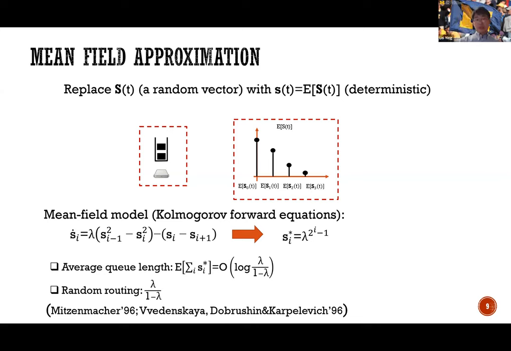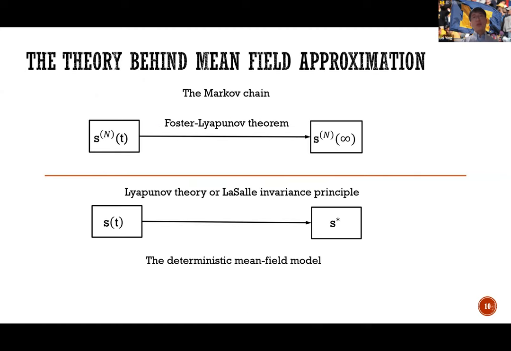So the question is, of course, from the beginning, when people use this mean field analysis, does this analysis make sense or not? Is it accurate or not? So the traditional way to show the mean field analysis actually gives us the right answer is the following approach. First of all, if the stochastic system is operated under a reasonable algorithm, then that system should have a steady state. So for example, the Markov chain should converge to the steady state. This can be shown, for example, using the Foster-Lyapunov theorem.